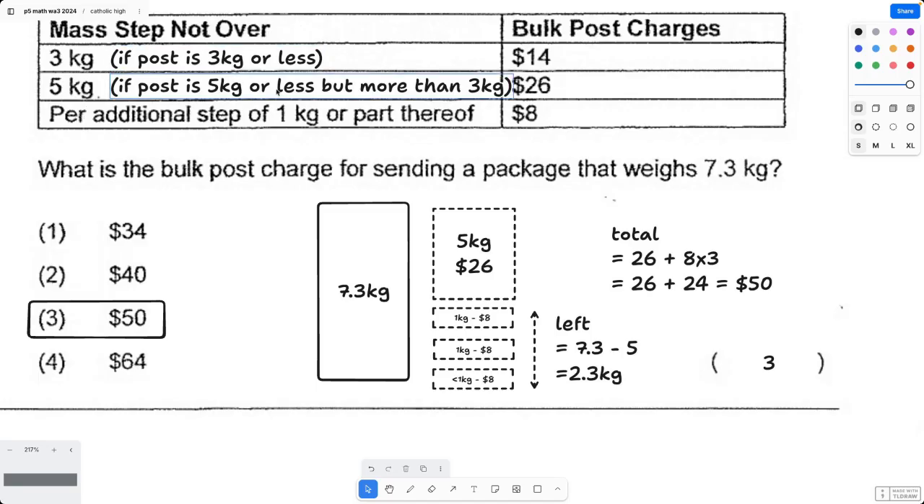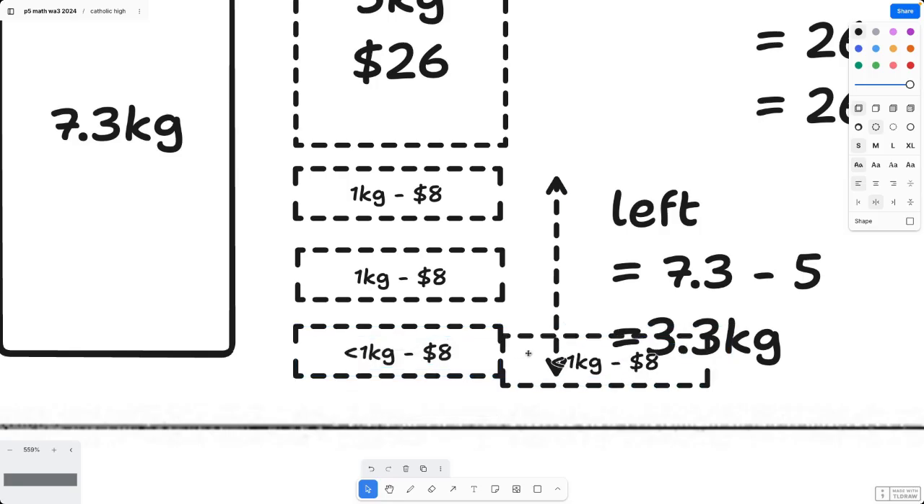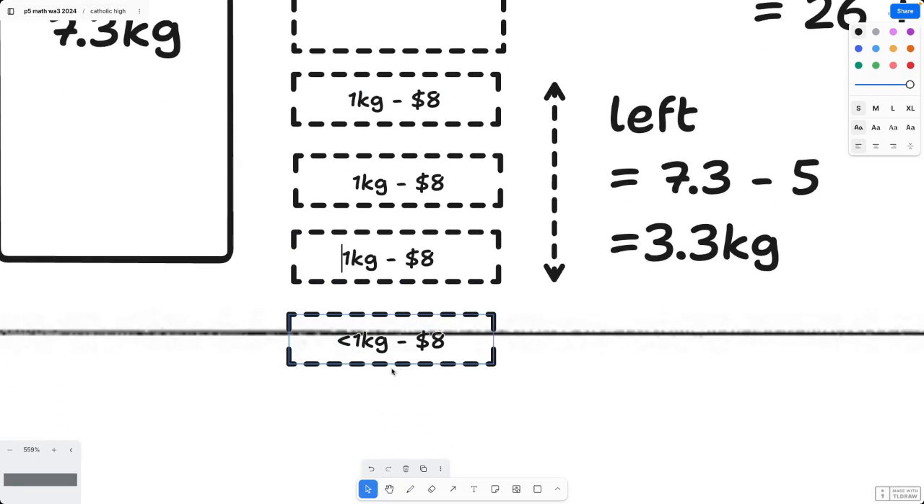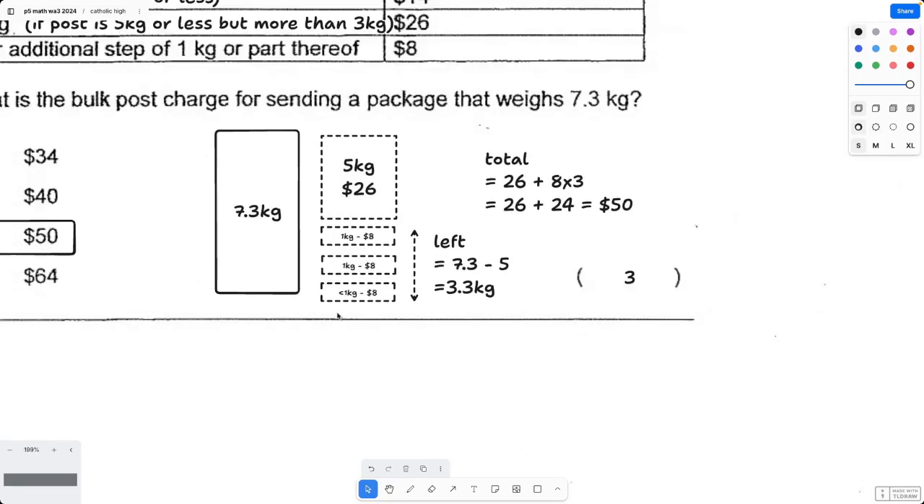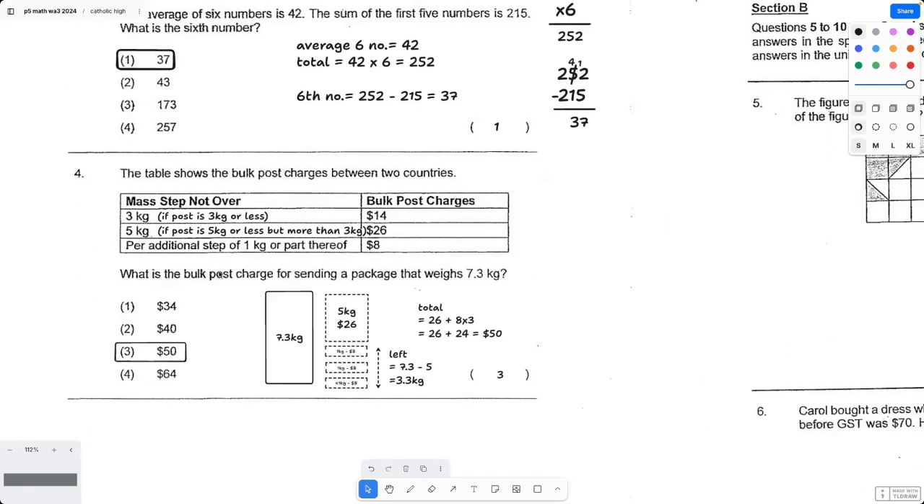So if the post is 5 kg or less, but more than 3 kg, we start at $26. And then per additional 1 kg block, we have this as well. So if this is, for example, 3.3, then if I were to move this down here, it will be like this. 3 kilograms, so every additional kilogram is 1 kilogram, 1 kilogram, and then less than 1 kilogram is $8, and then we have to add it up. That is how this usually works, even in the real world. So hopefully this makes sense, and let's move on to the next question.